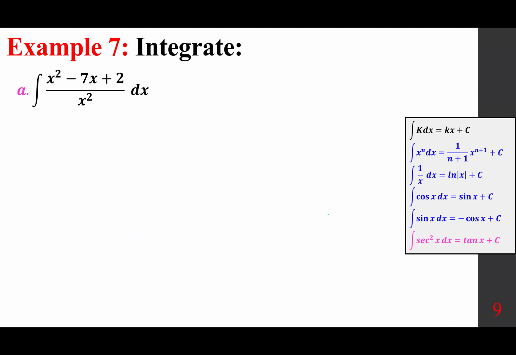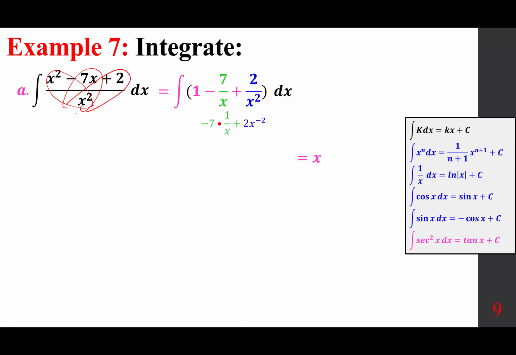How do we integrate the integral of x squared minus 7x plus 2 over x squared? We make up 1, 2, and 3 fractions. The first one is 1, the second one is minus 7 over x, and the last one is 2 over x squared. Furthermore, minus 7 over x is minus 7 times 1 over x, and 2 over x squared is 2x to the power minus 2. Therefore, we are ready to integrate term by term.